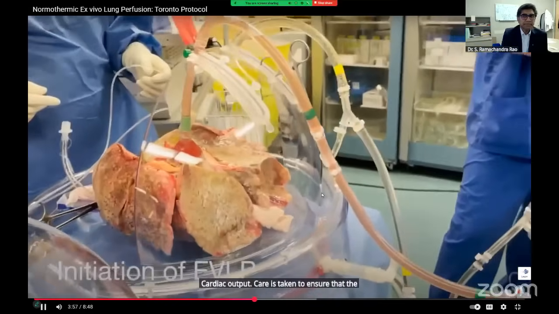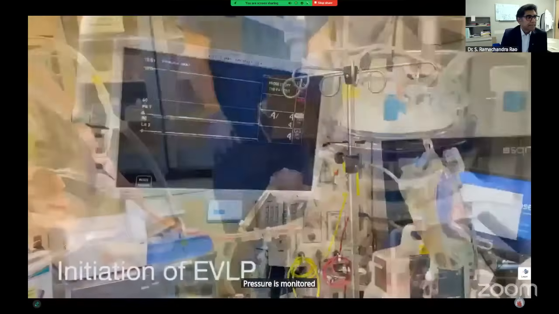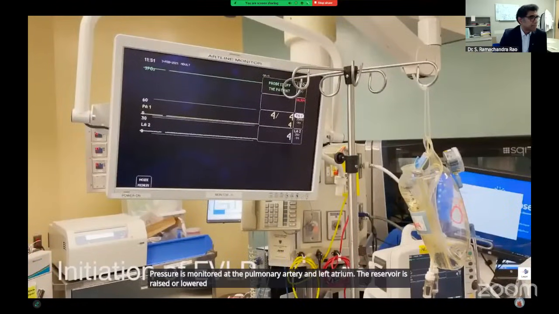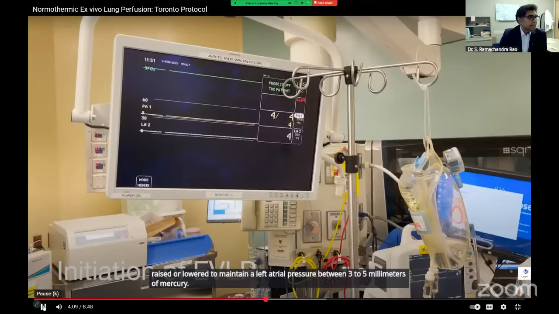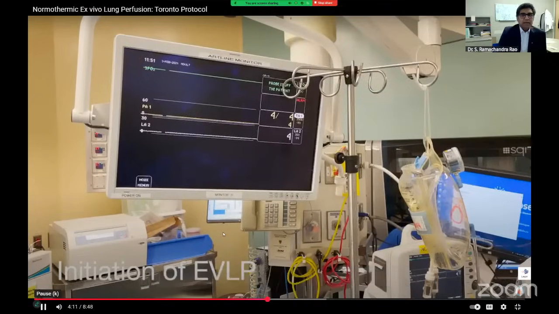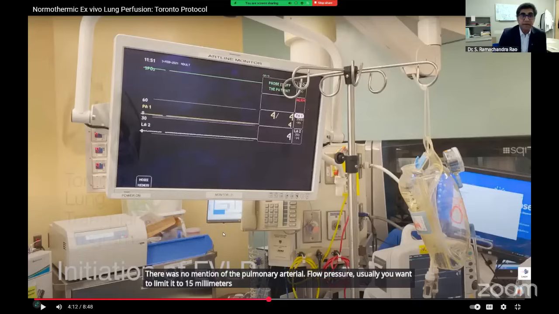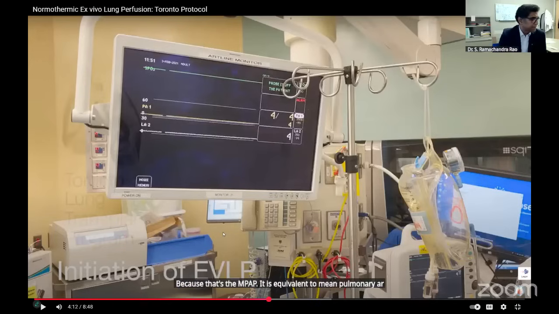Cardiac output. Care is taken to ensure that the cannulas are straight and not kinked. Pressure is monitored at the pulmonary artery and left atrium. The reservoir is raised or lowered to maintain a left atrial pressure between 3 to 5 millimeters of mercury. Usually you want to limit the pulmonary arterial flow pressure to 15 millimeters of mercury or less, because that's the MPAP. It is equivalent to mean pulmonary arterial pressure in the circuit.